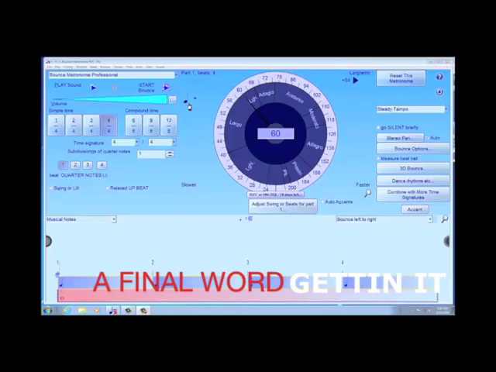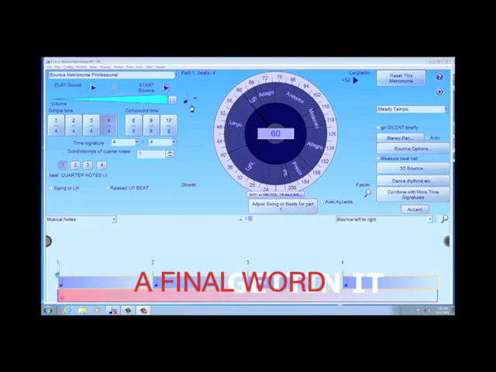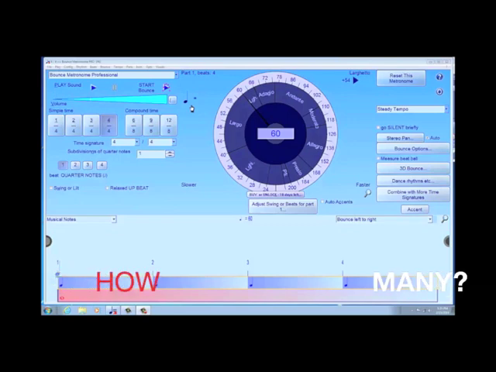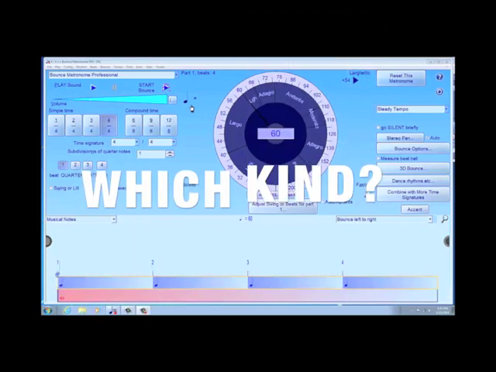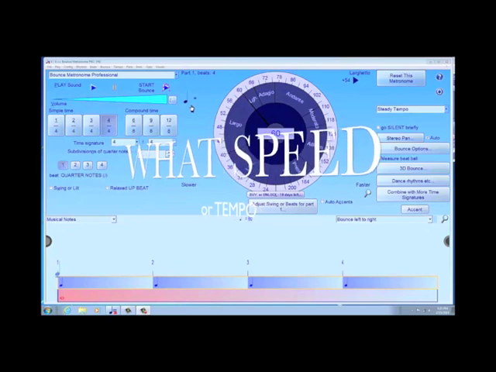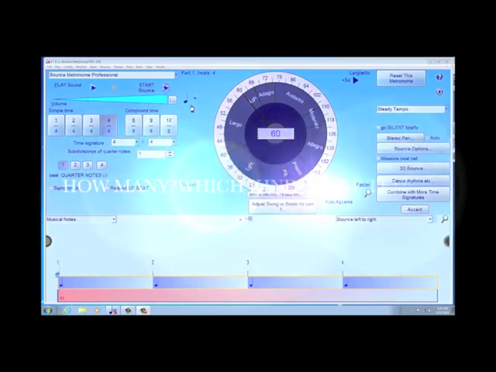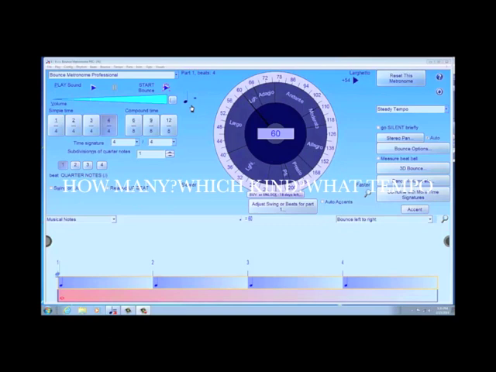People usually say the quarter note gets the beat. Now, for me, that never actually meant anything. The bumper sticker of what we're doing here is, if you think about this, how many of which kind at what tempo or speed. When you have those three bits of information, you can understand any time signature.